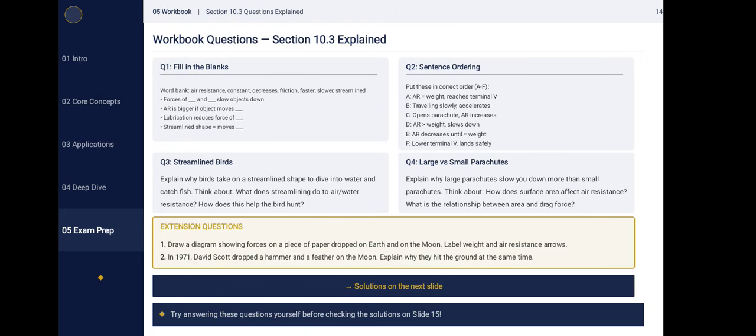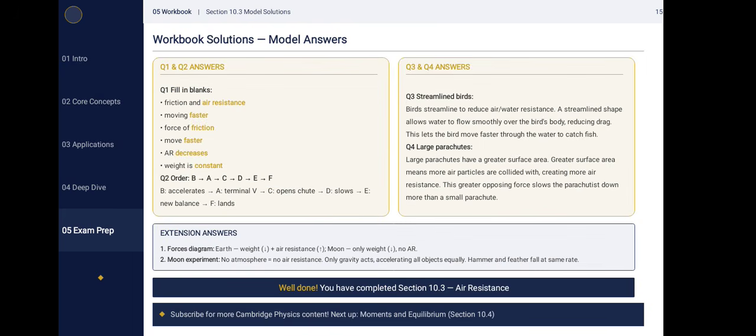Got it? The next question, which is given to you, explain why birds take on a streamlined shape to dive into the water and catch fish. And you also have how you people are able to get the answer. Think about what streamlining does to air resistance or the water resistance, and how this helps the bird to hunt its prey. Yes, the answer is given to you. Birds streamline to reduce air or water resistance, and the streamlined shape allows water to flow smoothly over the bird's body, reducing drag. This lets the bird move faster through the water to catch the fish.